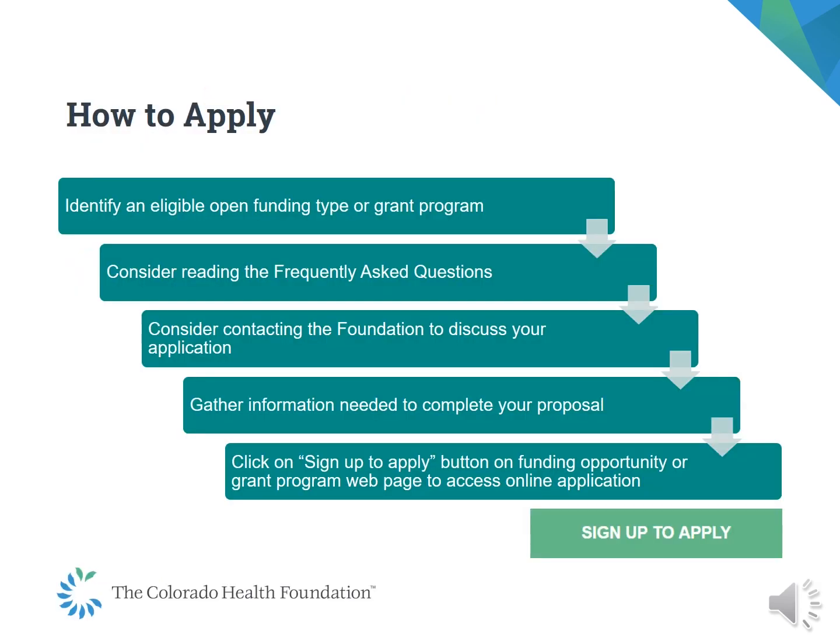The process to apply is listed here. First, identify a funding type or grant program that you are interested in applying for. Review the program criteria to ensure that your organization and project are eligible and that there is a match between your project and the funding criteria. You may want to review the frequently asked questions listed on our website for more information about our funding process, particularly if you are a first-time applicant or if it's been a while since you applied for funding. Although not required, we also encourage you to reach out to the program officer associated with the specific funding opportunity or grant program in order to further discuss your project as needed.